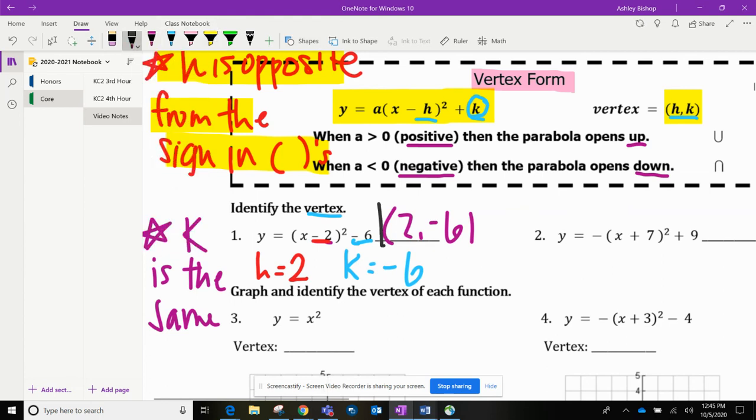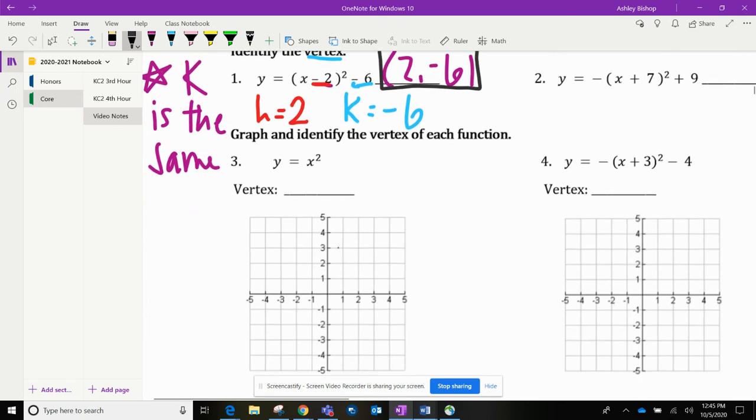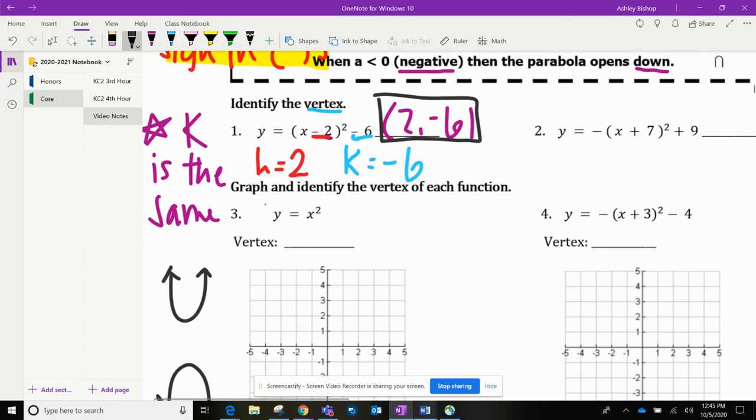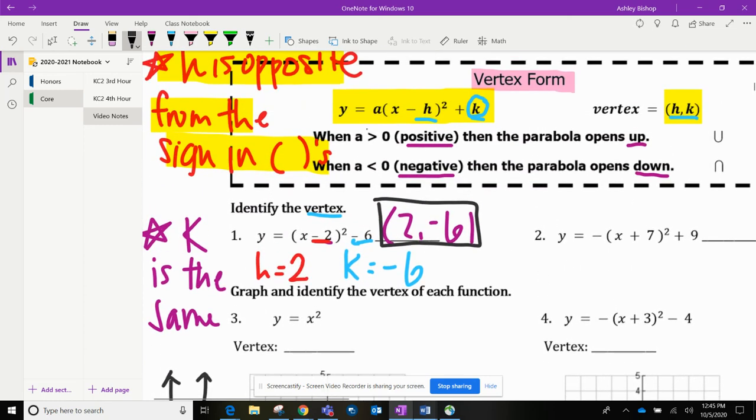And then I can also determine whether this opens up or down. I can determine whether my parabola opens up or down, meaning a parabola that opens up goes like this. Looks like that. The ends are pointing up. A parabola that opens down looks like this, where the ends are pointing down. And I can determine that by looking at the very front of my equation. A is at the front of my equation. When A is positive, it opens up.